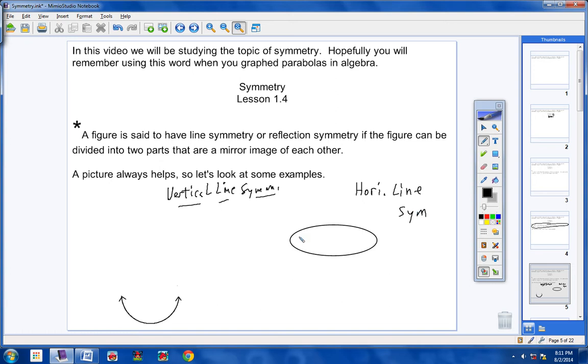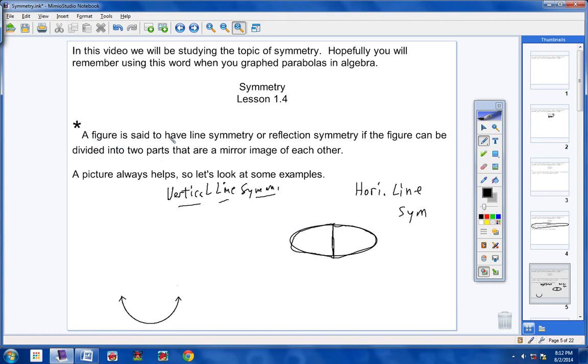Okay, it has both, because look, if I drew a line right through here, a horizontal line, and then folded the ellipse right on this line, this side of the ellipse right here would fall right on top of this side of the ellipse over here. I think that's pretty obvious. And also, if I draw a vertical line like this, that would also work, because if I folded the ellipse right on this line, we can see that this side right here would fall directly on top of this side over here. I hope that makes sense. And that's when you have symmetry, okay?